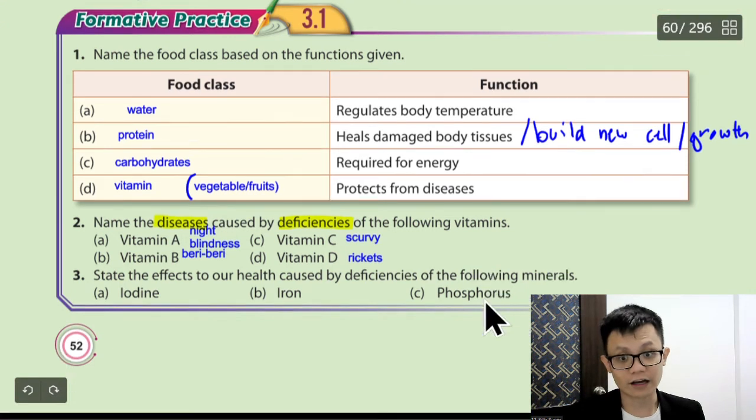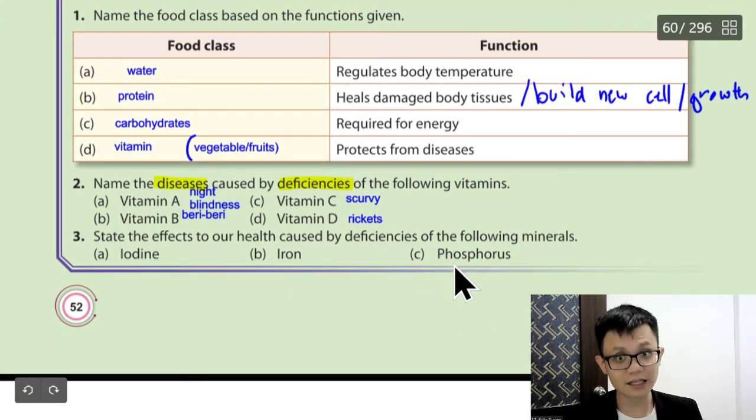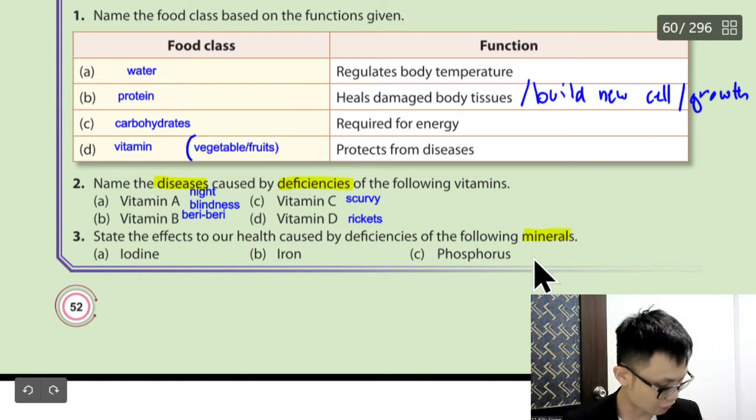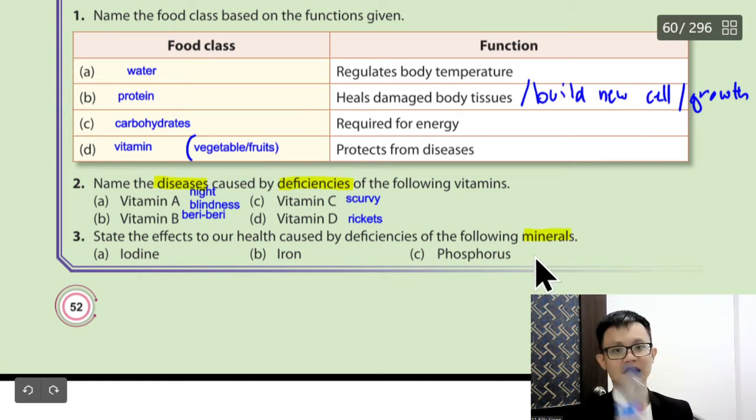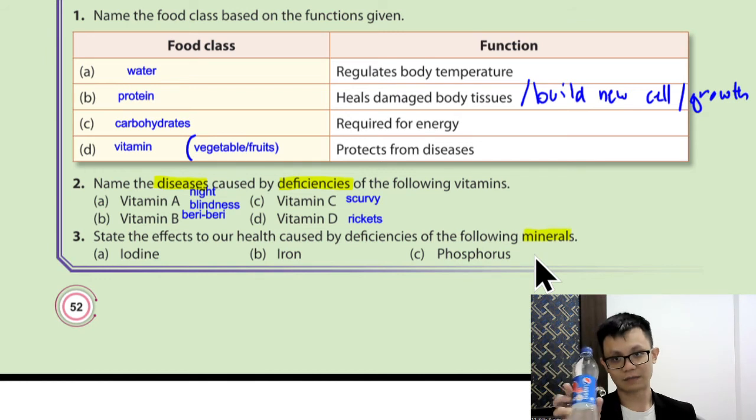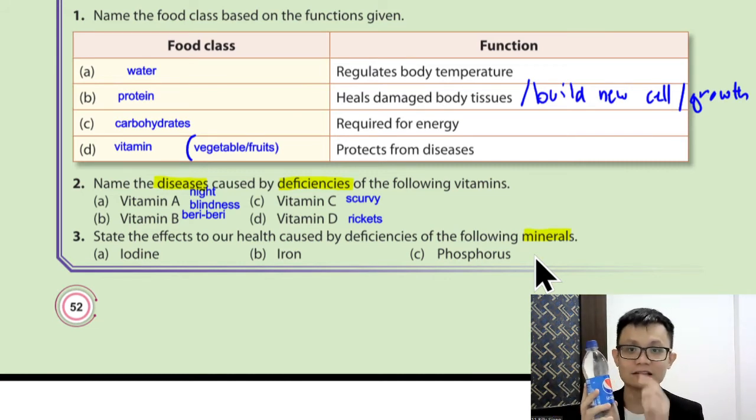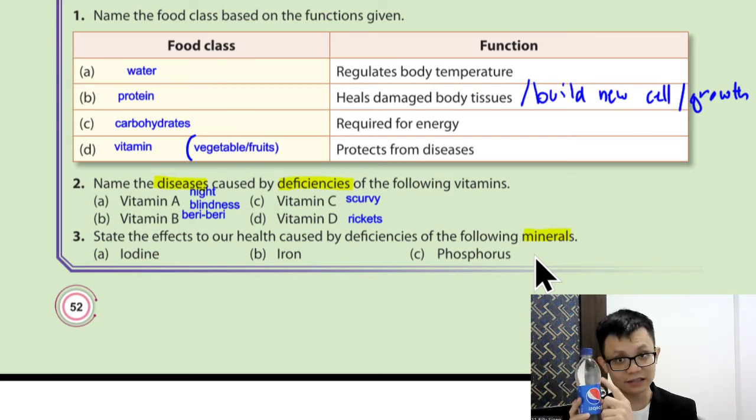State the effect on health with the definition of mineral. Okay, mineral, you must understand the word mineral. When we talk about mineral, they are not talking about mineral water. You know why it is called mineral water? This is a mineral water. Pepsi, again, Pepsi sponsor this video. So, yeah. The reason they say it's mineral water is because inside there is mineral that you cannot see, some salt in it. There's a mineral in the mineral water.